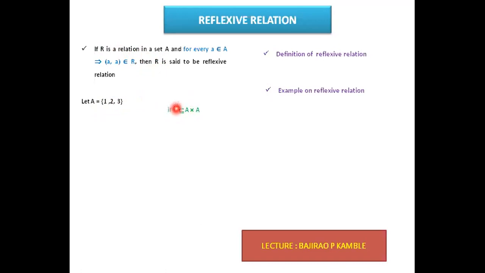Here note two points. One is R is a relation on a set A, and the second one is A cross A. A cross A is nothing but the ordered pairs from set A. When you say that R is a relation on set A, R is a subset of A cross A, that is, every element in the set R is there in A cross A. Then only you say that R is a relation on set A.